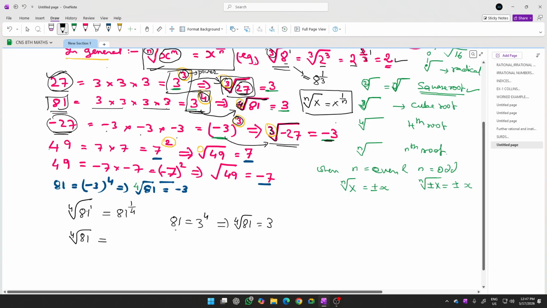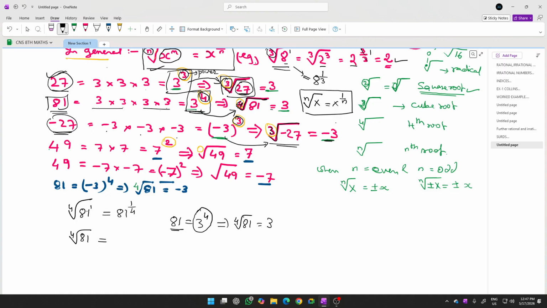Are you getting me? So the index number is 3 raised to 4, which has a value of 81, and this is a number in radical form, but its value is 3. So you cannot say that the interconversion has the same value. It is only the form that you can change. So fourth root of 81 can be written as 3, just 3.